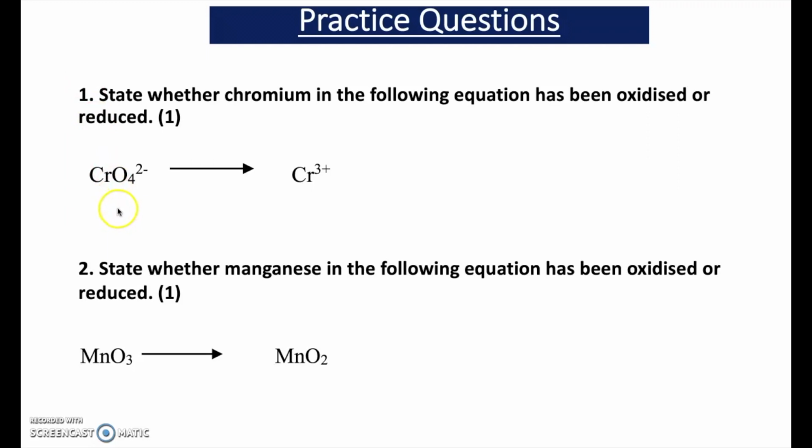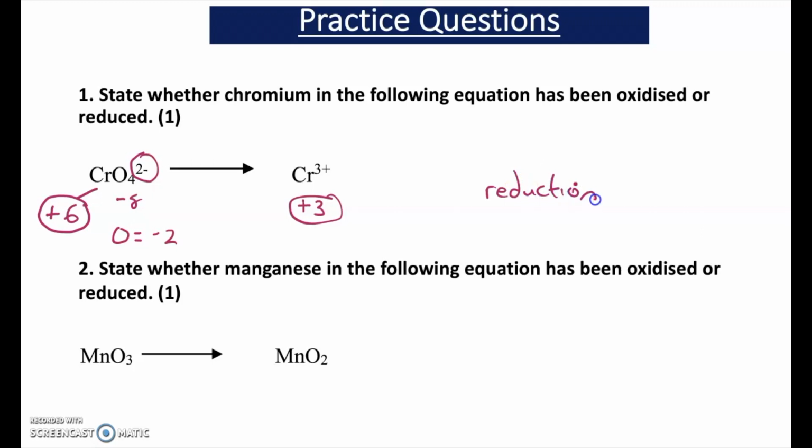So now let's go for the answers to questions 1 and 2. So these questions are asking you to state whether elements have been oxidized or reduced here. So let's start with CrO4 2-. Oxygen is a -2 oxidation state. So I've got 4 oxygens, so that's a total of -8. The ion has a 2- charge, so therefore chromium must be +6 oxidation state here. Now in the equation it changes to the +3 oxidation state. So the oxidation number has gone down, it's been reduced, so therefore reduction has taken place and the chromium has been reduced.